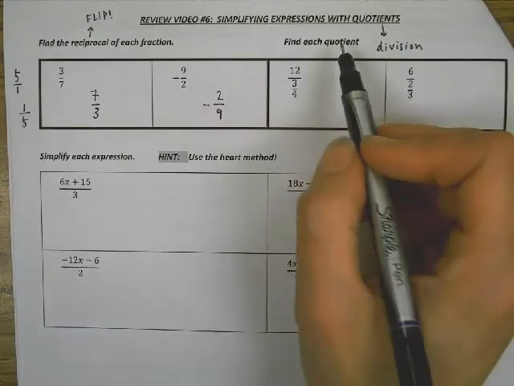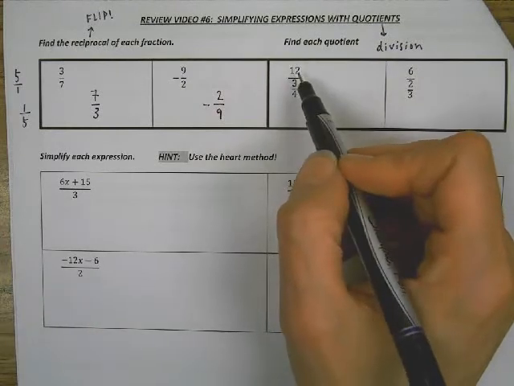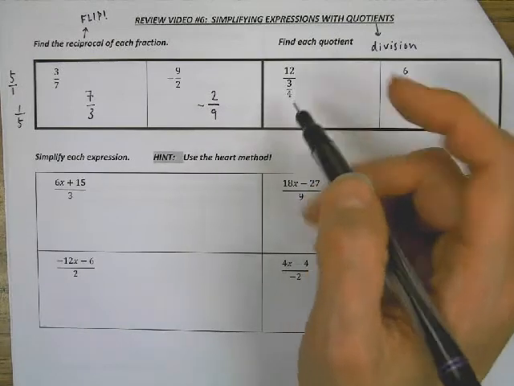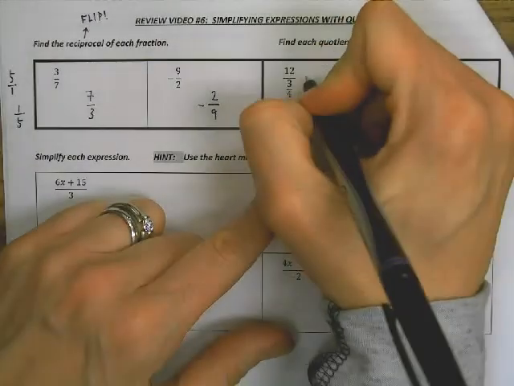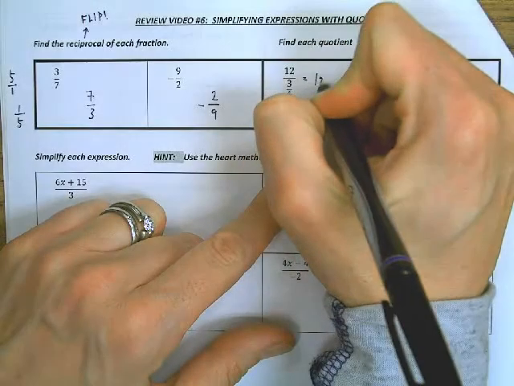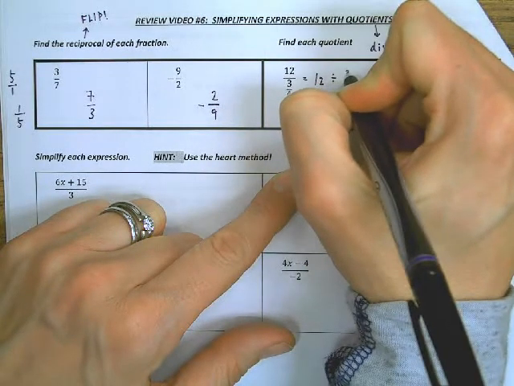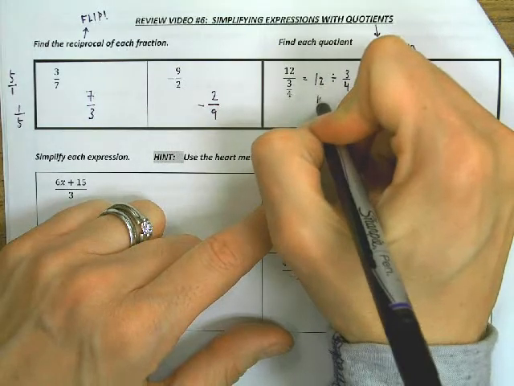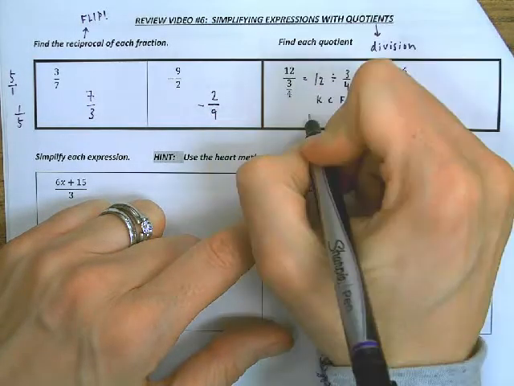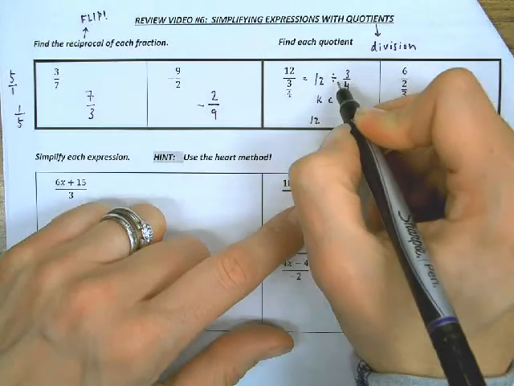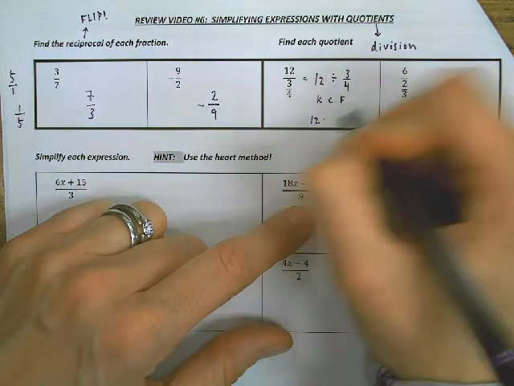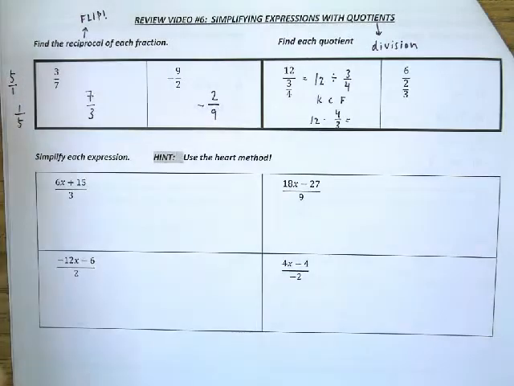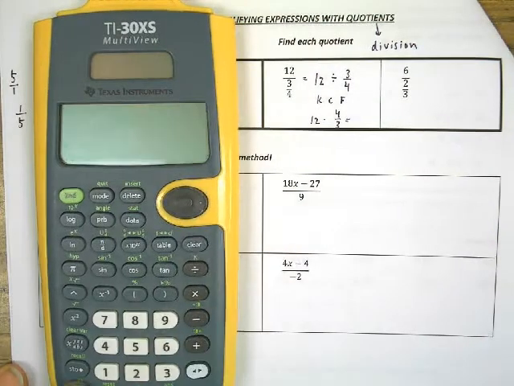Then we worked on finding the quotient when I had a fraction within a fraction. 12 divided by 3/4. And when we learned this, we talked about the idea of this being the same as saying 12 divided by 3/4. And then we learned our keep, change, flip. So we keep the 12, the division changes to multiplication, and then we just flip our fraction. So 12 times 4/3.